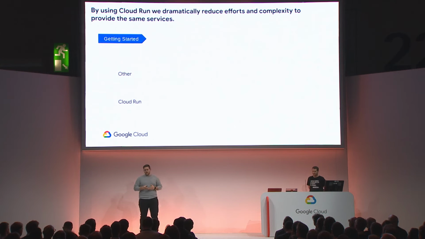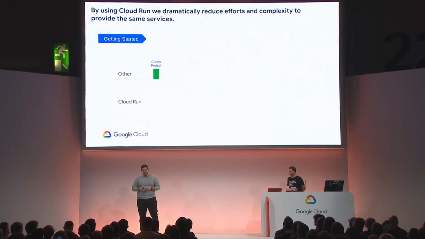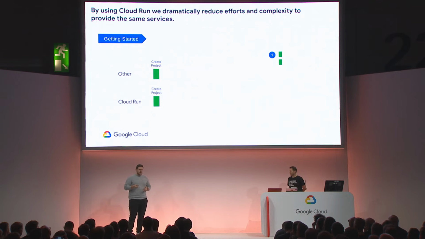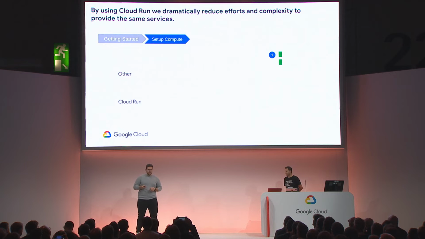So we have split our developer journey in 4 different groups: getting started, setting up compute, CI/CD, and run. Within getting started, you need to create a project with everything you want to use in GCP. Same with Cloud Run. So there is basically no difference.